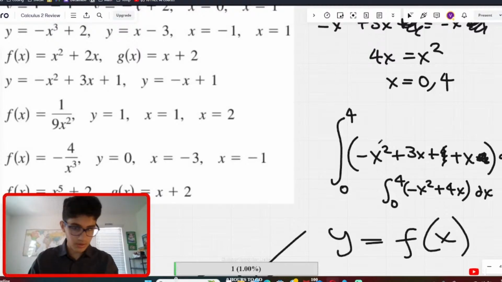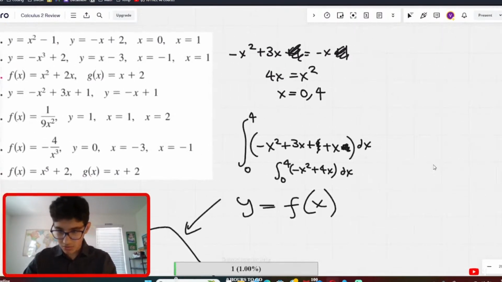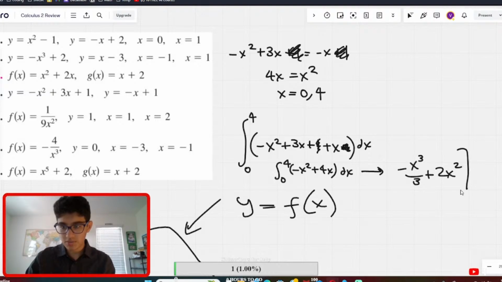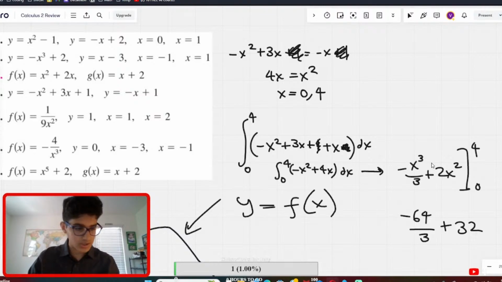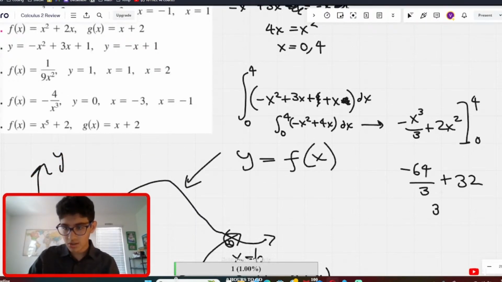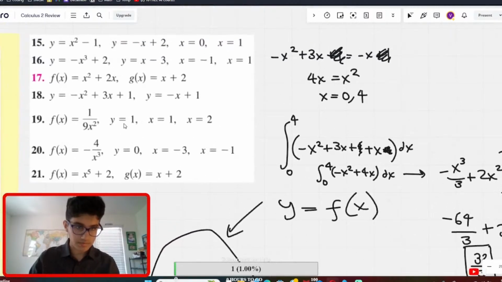How do we figure this out? Let's move over to the right over here. This becomes negative x cubed over 3 plus 2x squared. And then we just put in the bounds 4 and 0. With 0, it'll all be 0. So it's basically just evaluating this at x equals 4. Negative 64 over 3 plus 32, right? Plus 32, which we can simplify to 32 over 3. So we'll write that over here.